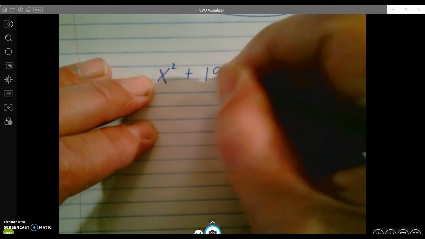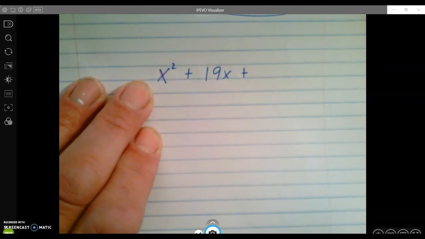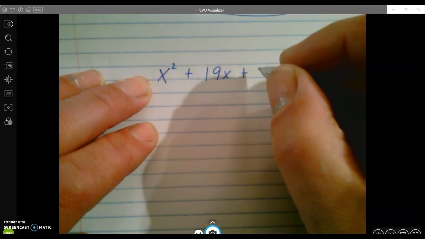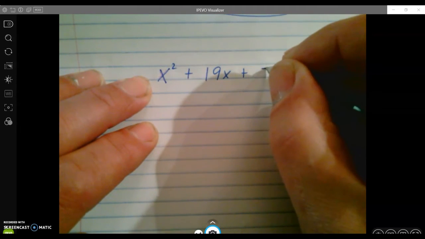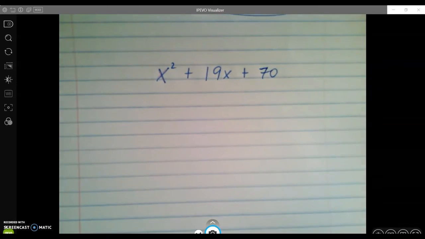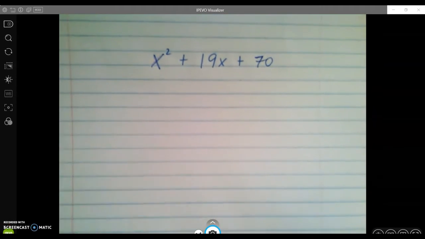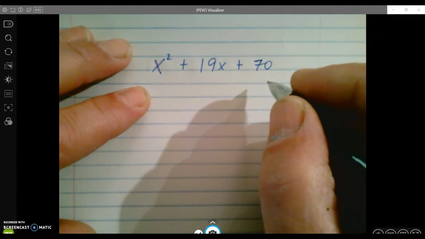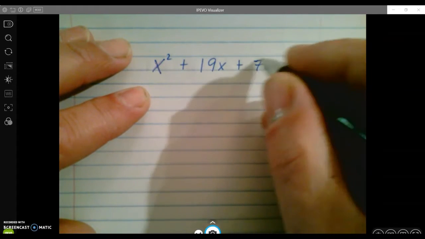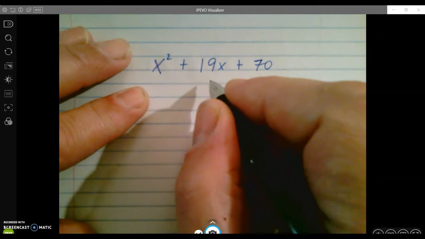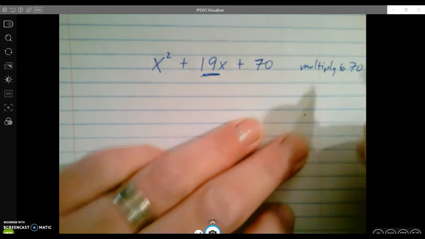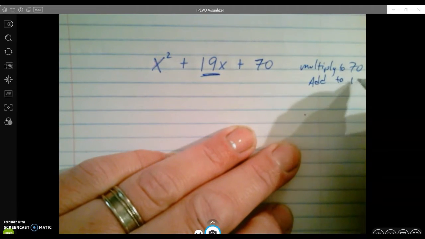x squared plus 19x plus 70. So instead of the diamond method for this one, we're going to use what I call the cross multiply method. What it is, it's the same exact thing. We need two numbers that multiply and make 70. They need to add up to 19. So they need to multiply to 70, add to 19.